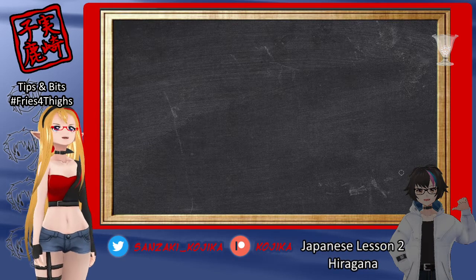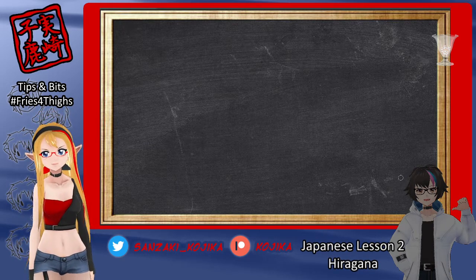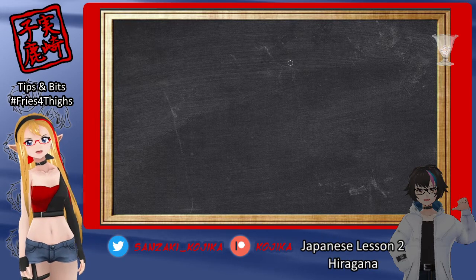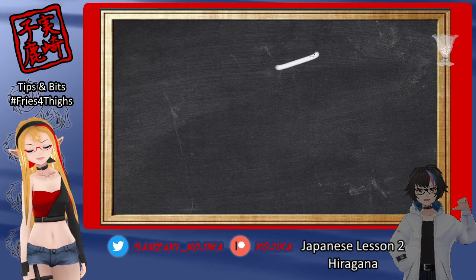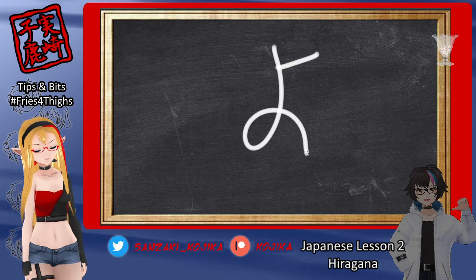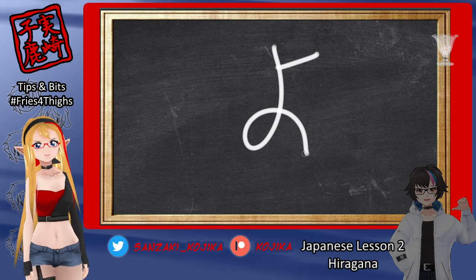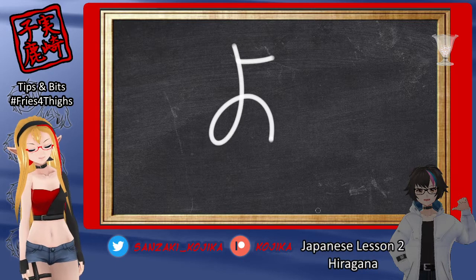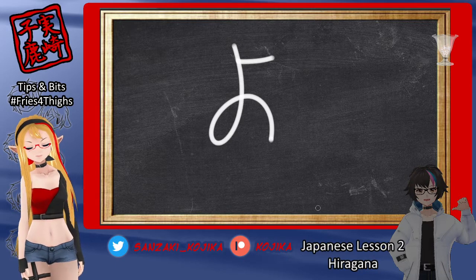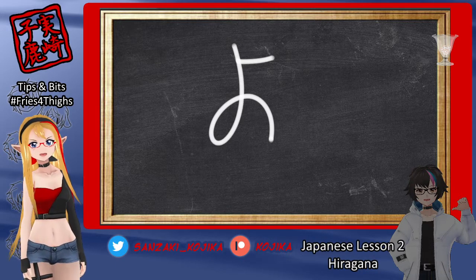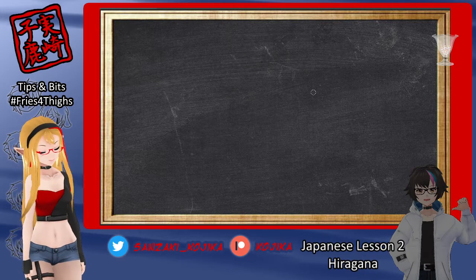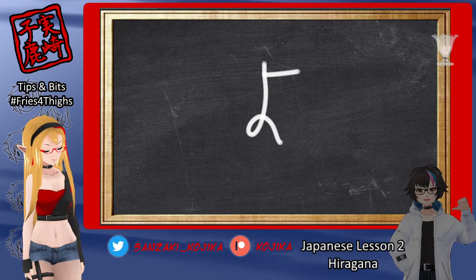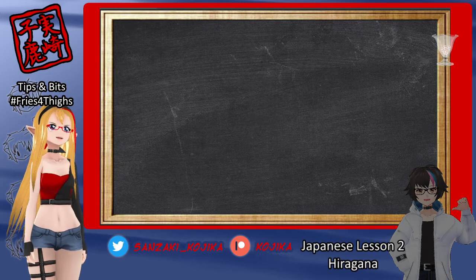Alright, we'll go on to Yo now. So Yo is another weird one because of the stroke order. It's actually this first, and then this. So this, and then this. I made it too fat, but it's still okay. That's how I was taught to write it.